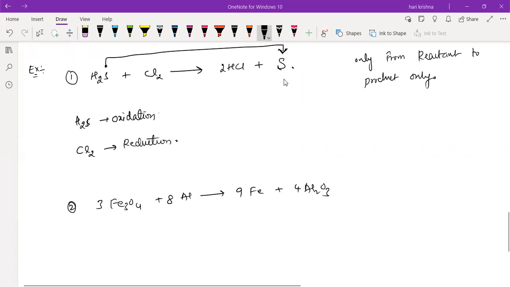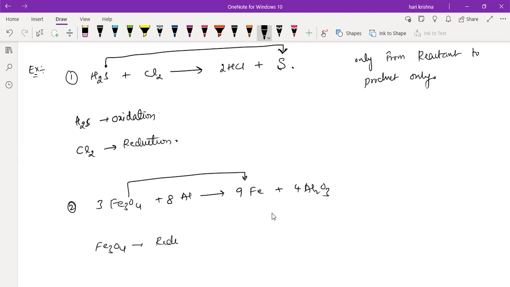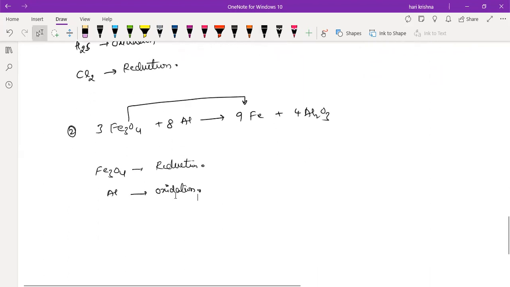So in Fe3O4, removing of oxygen is done, right? So it is a reduction. Yes, sir. So Fe3O4 undergoes reduction and Al undergoes oxidation. Fe3O4 undergoes the reduction process and Al undergoes the oxidation process.